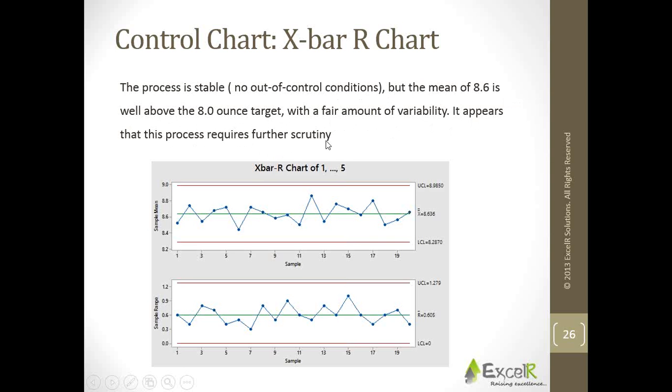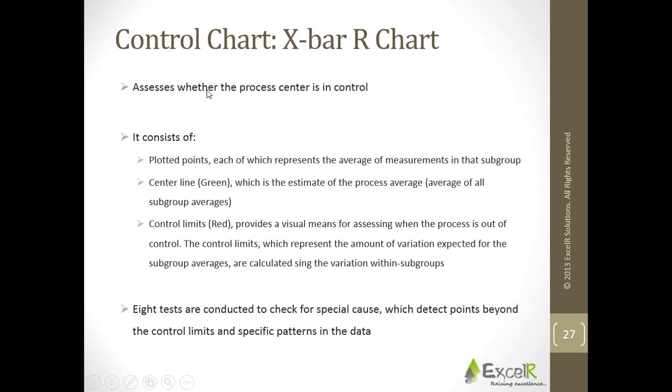Yes, we are telling that it has to be 8 ounces. That was our target. But if you see, the mean is 8.6 here. It appears that this process requires further scrutiny. Yes, it requires further scrutiny.